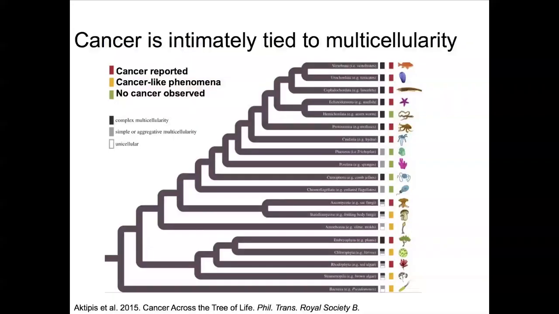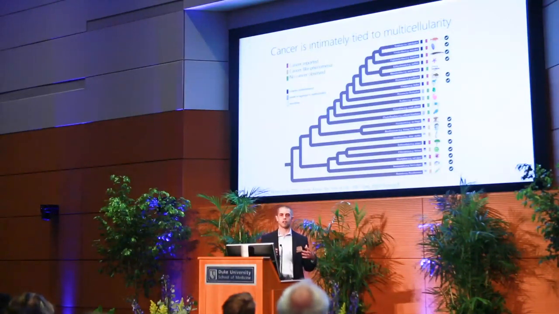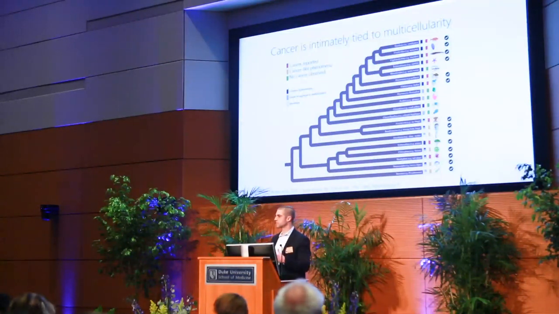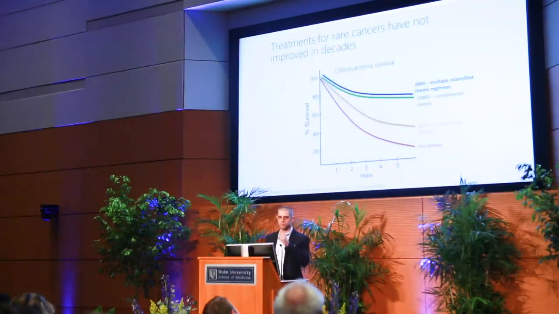But this was recently published, and it looks at the tree of life. I'm not sure if I have a pointer, but everywhere there's a red or an orange square, this is a group in which cancer or a cancer-like phenomenon has been observed. So this is not solely a human-only problem. This is a tree of life problem. This is a problem of truly multicellular organisms.